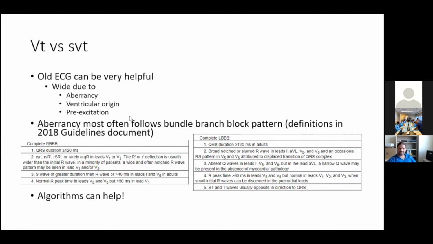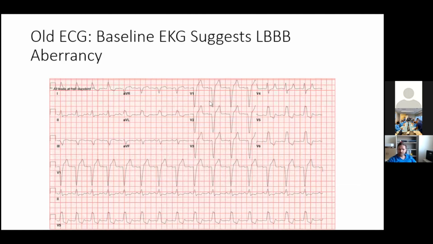The other thing is knowing the definitions of right bundle branch block and left bundle branch block, which can be found in the 2018 bradycardia guidelines or in the ACC/AHA consensus statement, part 3 from 2009 on electrocardiography. These definitions are very, very helpful. If your wide complex matches the definition for complete right bundle or complete left bundle, there's a very, very good chance that you have aberrancy as the cause of your wide rhythm. And then there are algorithms that can help. So in this previous case that I had presented, an old EKG that shows a left bundle looking similar to what you have in tachycardia can be very, very helpful.